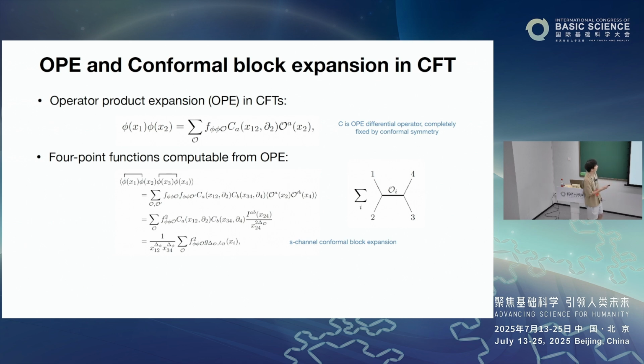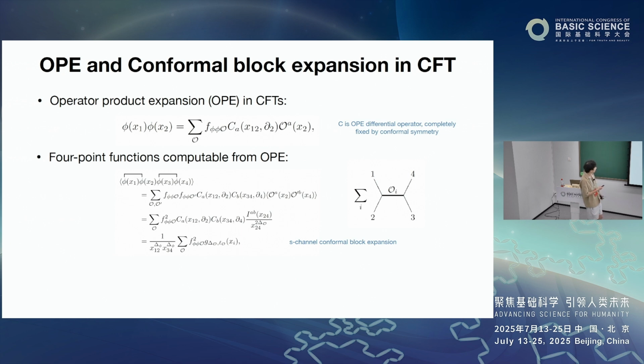right? And for the OPE here, the f is the OPE coefficient, and the C^A are called the OPE block or OPE differential operator. And the one important thing here is that the C^A is completely fixed by the conformal symmetry. It's kinematic, and the dynamic information is encoded in the OPE coefficients f and also the possible spectrum appearing in the sum over O. These two encode the dynamic information about the CFT, and the C^A is purely kinematic.